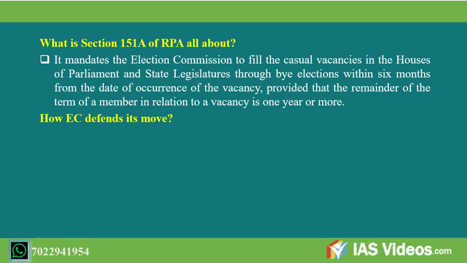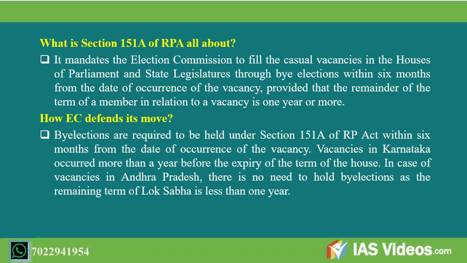How does EC defend its move? By-elections are required to be held under Section 151A of the RP Act within 6 months from the date of occurrence of the vacancy. Vacancies in Karnataka occurred more than a year before the expiry of the term of the House. In case of vacancies in Andhra Pradesh, there is no need to hold by-elections as the remaining term of Lok Sabha is less than 1 year.